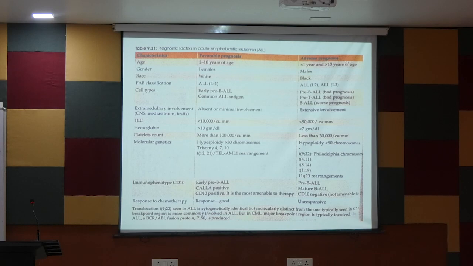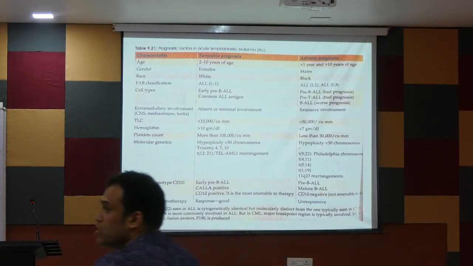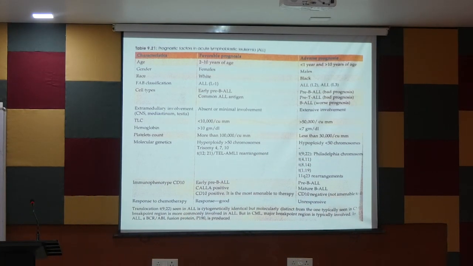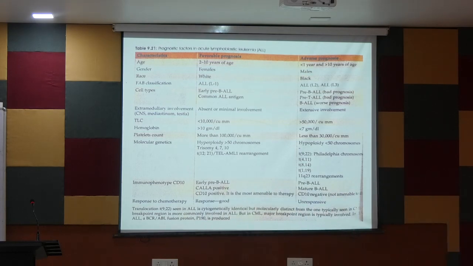Number 3, if the testis is involved. If the testis is not involved, then it's more or less equal. But if the testis is involved, then of course it belongs to an adverse prognostic category. Then number 3, ALL L1 belongs to the good prognostic category, whereas ALL L2 and L3 are in the adverse prognostic category. So these are all the extramedullary involvement, like CNS, mediastinum, testis. If they are involved, bad. If they are not involved, good.